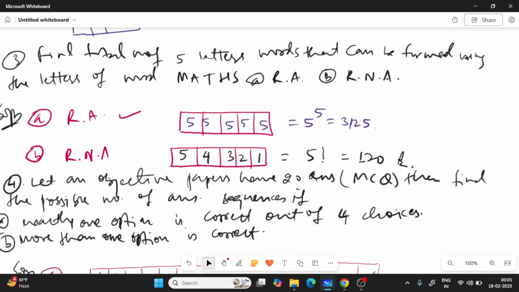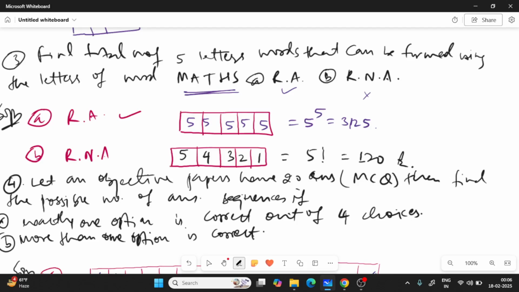Now the third one: total number of five-letter words that can be formed using the letters of the word MATHS, as you see here. The first case is with repetition allowed, and here repetition is not allowed. So when repetition is allowed, we have to fill five boxes using all the letters of the word MATHS, and as you see there are five possible letters M, A, T, H, S, all different. So every box can be filled in five different ways. So you will have a total of 5 to the power 5 ways, that is 3125.